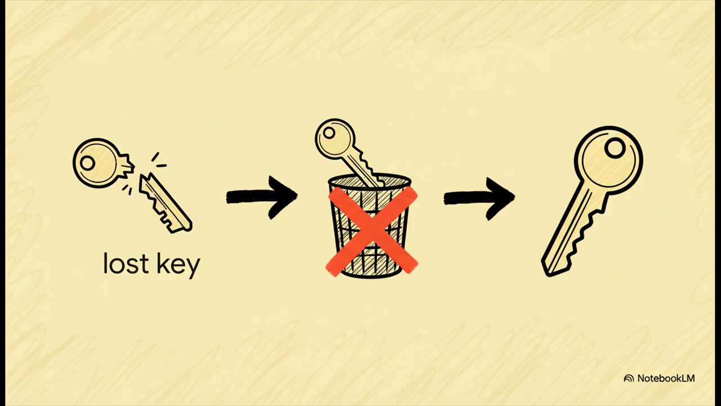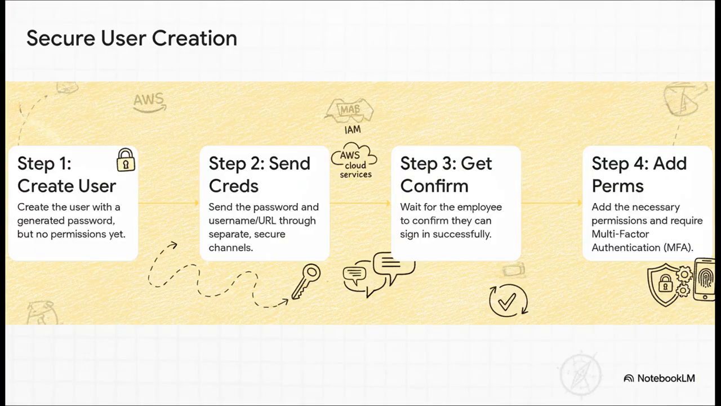So here's the bottom line, and it's a big one. You can't get a lost secret key back. There's no "forgot my secret key" link to click. The only thing you can do, the only right thing to do, is log into the console, find that old key pair, delete it, and generate a brand new one. That's it.